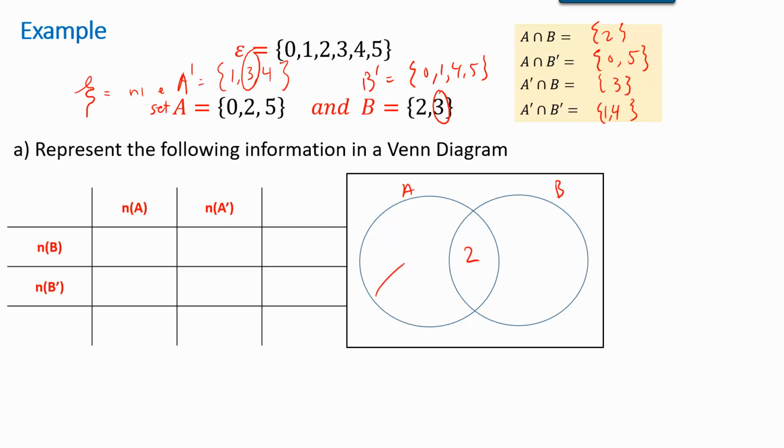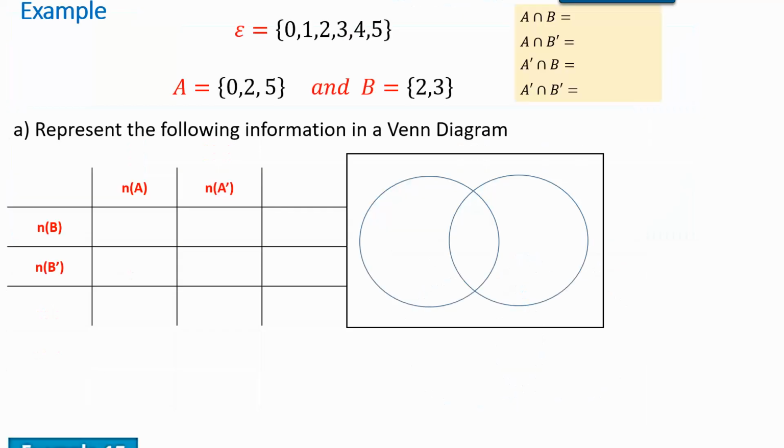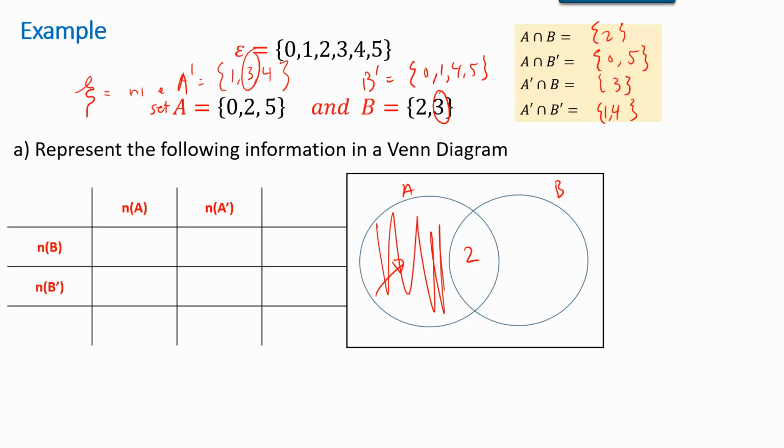Okay? What is in A that isn't in B? What's in this region that's not in B? 0, 5. So I can say 0, 5. Now that makes sense because if I just look at the circle of A, it has 0, 5, 2. So my diagram represents that. Then I look at B. See B, this section here. What section is that called again? Just B, and not A.